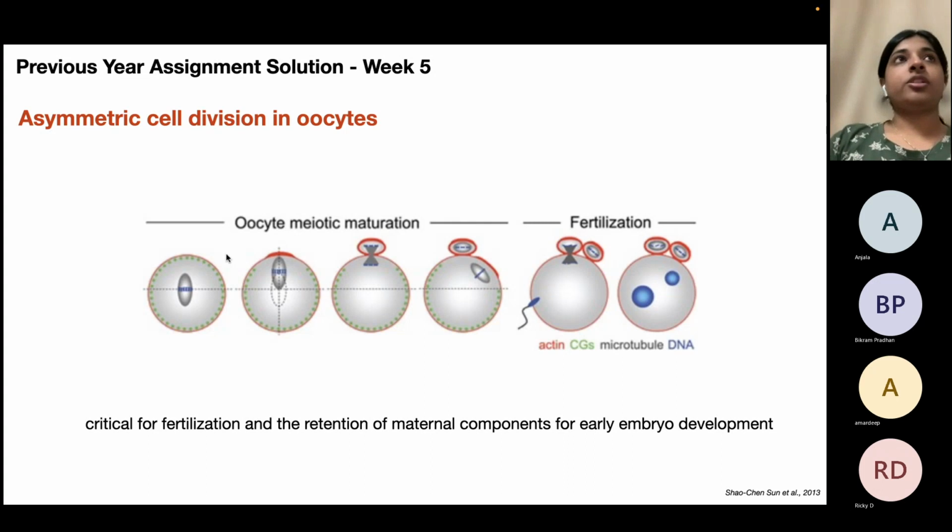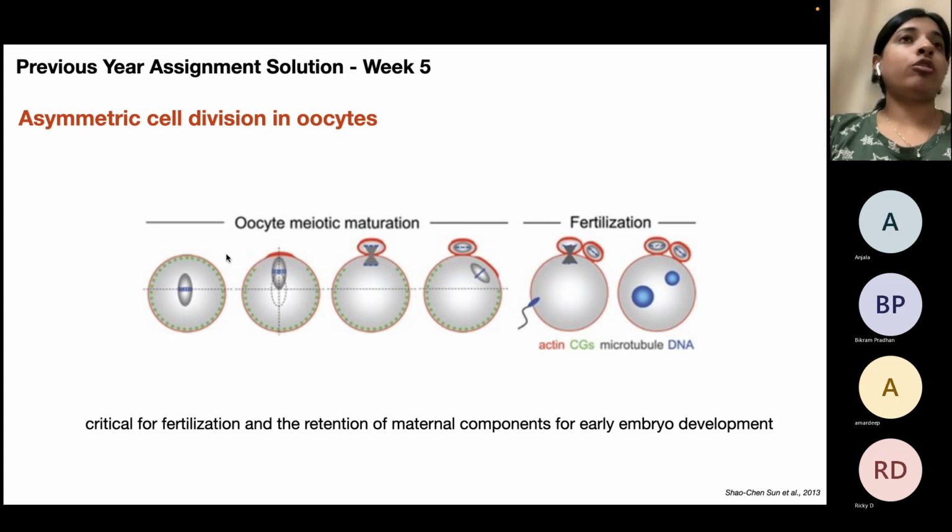So symmetric cell division will result in two identical daughter cells. That's what we've discussed over and over again. The genetic material is the same, the cytoplasmic content is the same, so the daughter cells are identical in nature and they have the same traits. However, in certain conditions, this cannot be followed. You need to have asymmetric cell division.